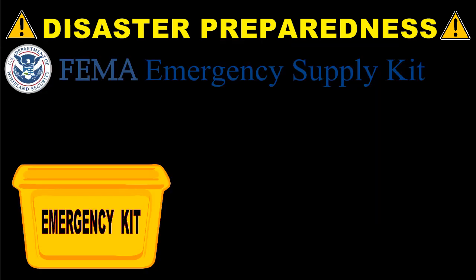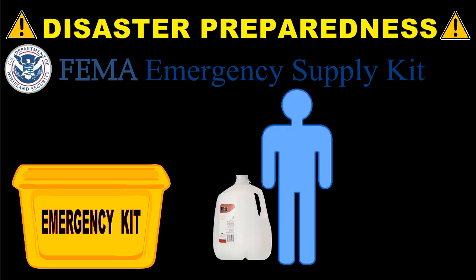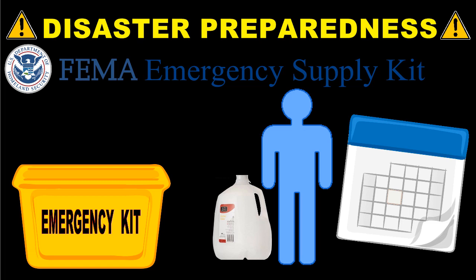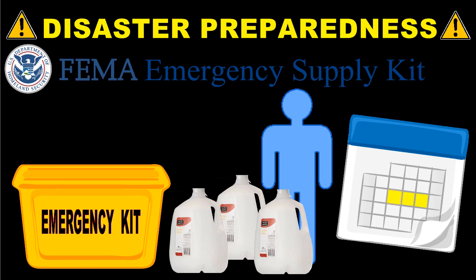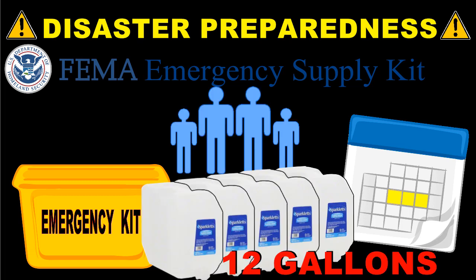The Federal Emergency Management Agency, also known as FEMA, recommends that the following items be included in a basic emergency supply kit: 1 gallon of water per person in the family per day. You should have enough water in your emergency kit to last 3 days. So for a family of 4, you should include 12 gallons of water to be used for drinking and sanitation.